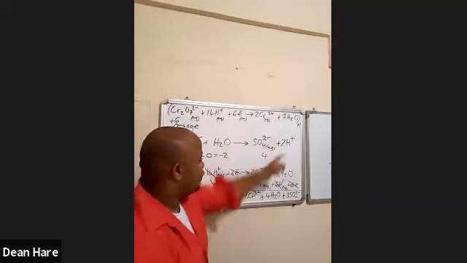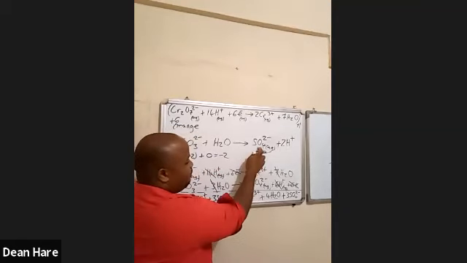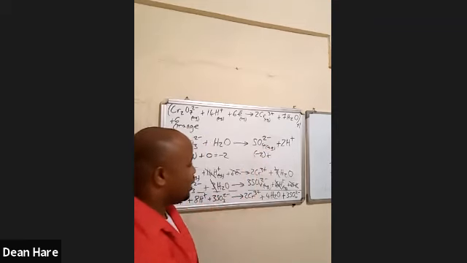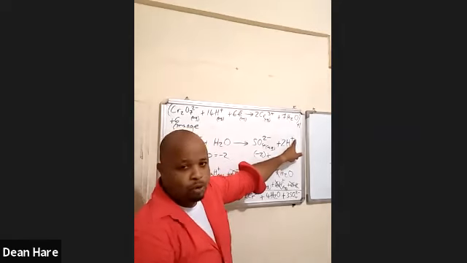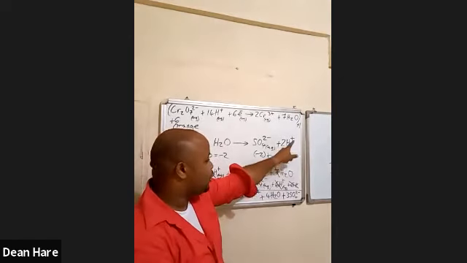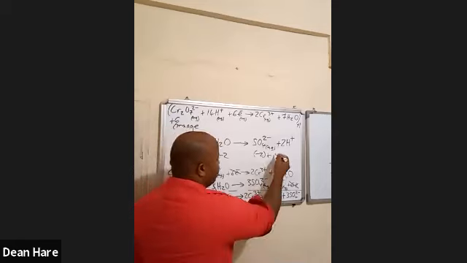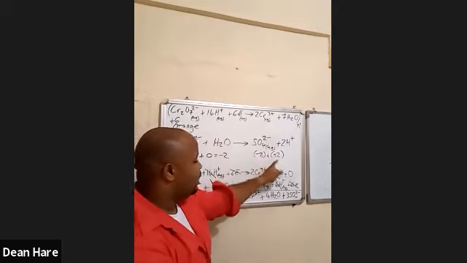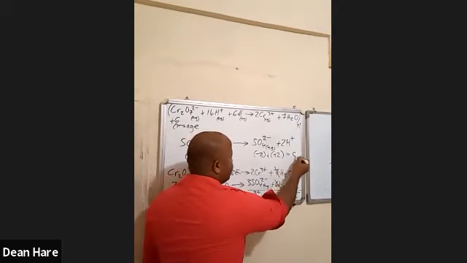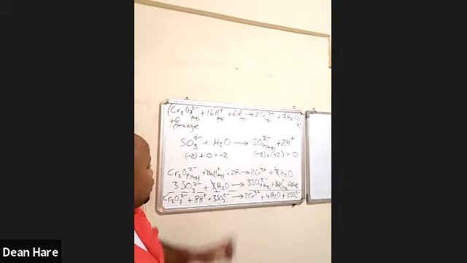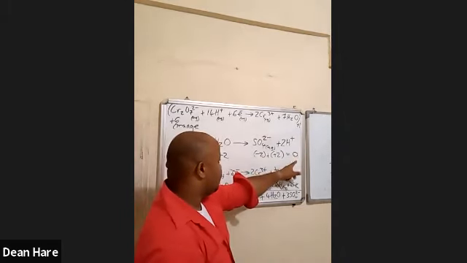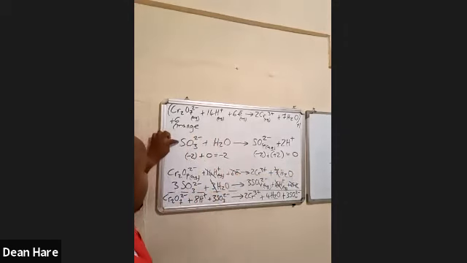If you come to this side, the sulfate ion has a charge of -2. The hydrogen ion has a charge of +1, but we have 2 hydrogen ions, so that's +2. So if you add +2 and -2, the overall charge is 0. So the overall charge on this side is -2, and the overall charge on this side is 0. Now bear in mind that this is your oxidation half equation.